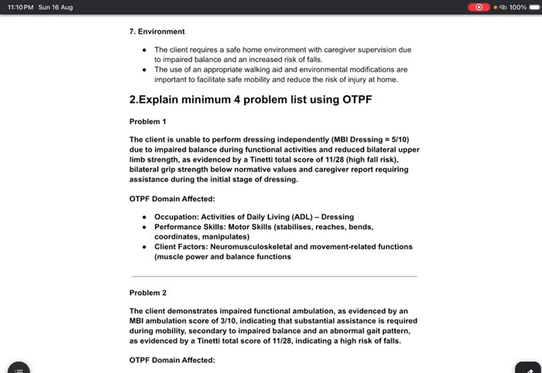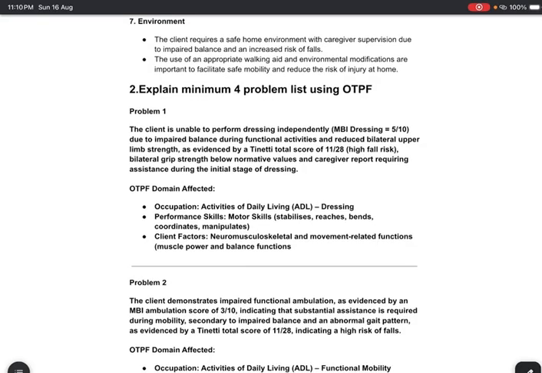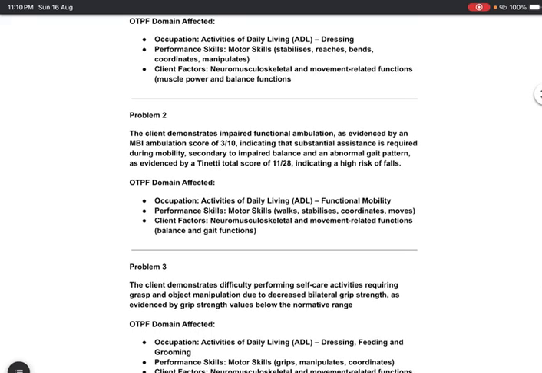His wife also reported that he requires assistance during the initial stage of dressing. According to the OTPF, the affected occupation is activities of daily living, specifically dressing. The affected performance skills are mainly motor skills such as stabilizes, reaches, bends, coordinates, and manipulates. The affected client factors are neuromusculoskeletal and movement-related functions, particularly muscle power and balance functions. The second problem is impaired functional ambulation.